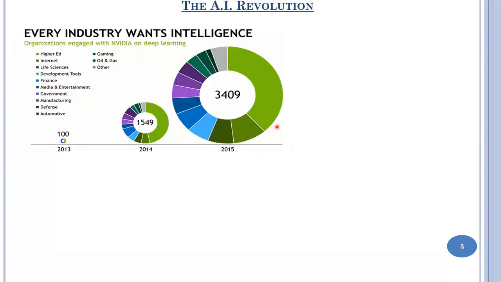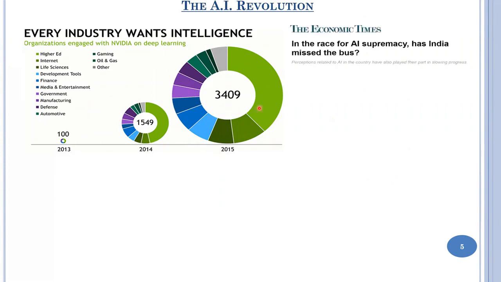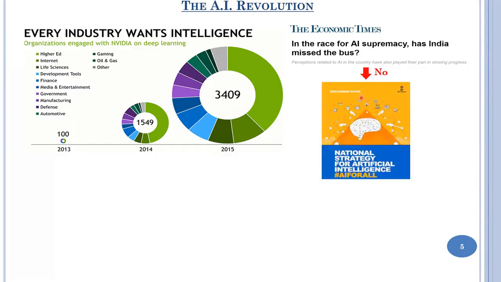So needless to say, we are living in an era of artificial intelligence revolution. AI has got multiple applications, and as you can see, it has been increasing rapidly. If you look at the numbers for 2021, probably that would be exceeding 10,000. So the moment we think about artificial intelligence, the immediate question that arises is, has India missed the bus? Are we at par with the global efforts? So the answer is yes, we haven't missed the bus. We are at par with the global efforts.